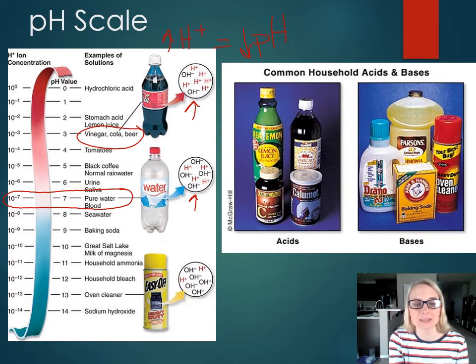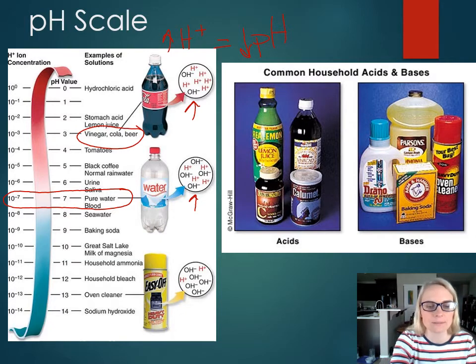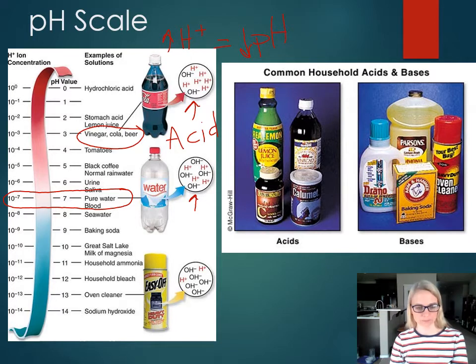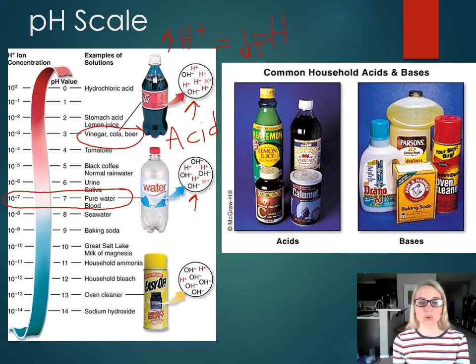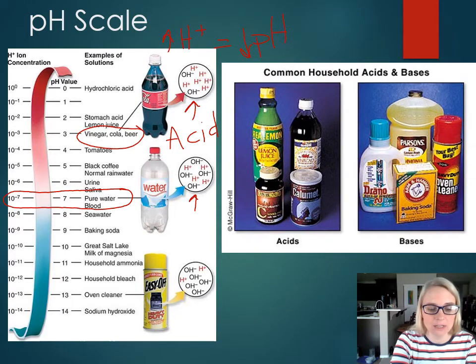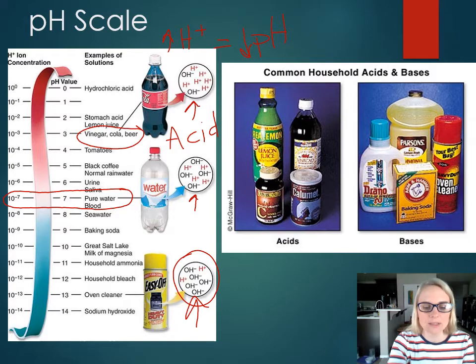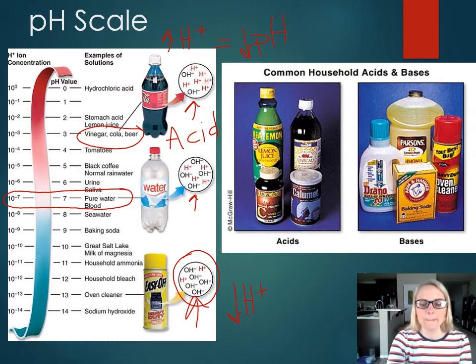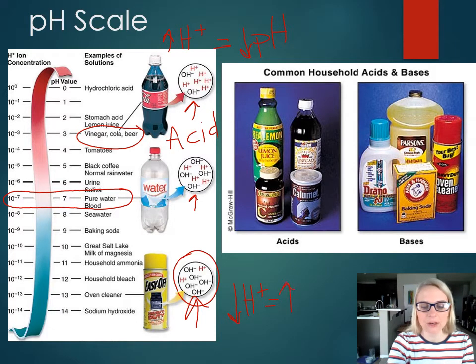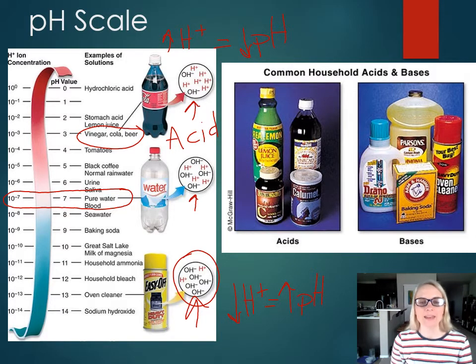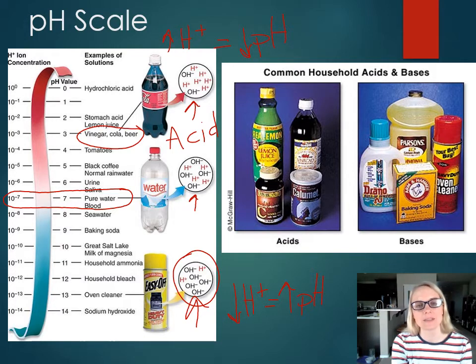So anything less than 7 is what we call an acid. Okay, so this is the acid side of the pH scale. If we take a look at anything that's greater than 7, here we have Easy Off Oven Cleaner. If we go down and take a look at this circle, we have 1, 2, 3, 4, 5 hydroxides and only 2 hydrogen ions. So in this case, our hydrogen ion concentration is lower, but that's going to give us a higher pH value. So anything greater than 7 is considered a base.